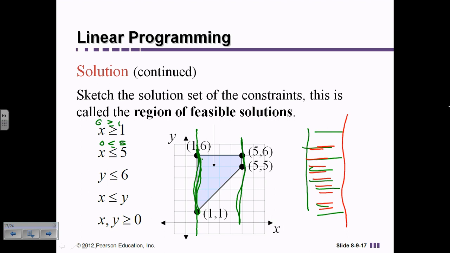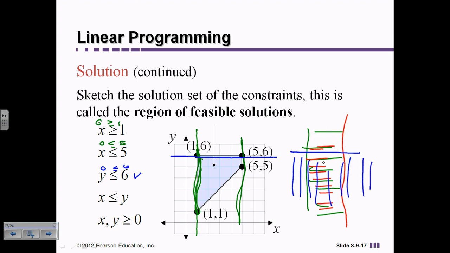So let's continue with our constraints. Y is less than or equal to 6. So here's where y is 6. And so if we pick 0 again, 0 is less than or equal to 6 is true. So here's that other line that's come through there, and we're shading down here. So now you see where they're overlapping is right here in this rectangular area.